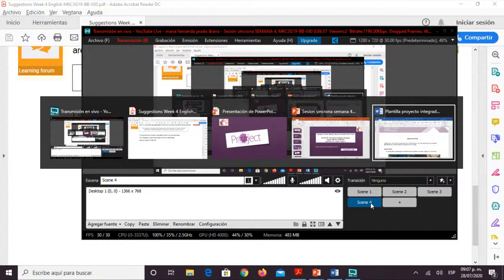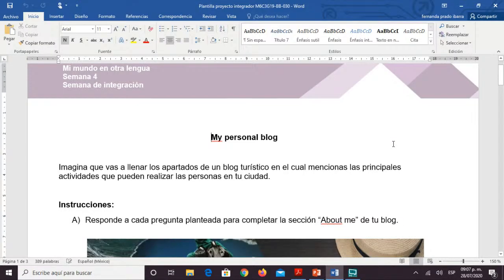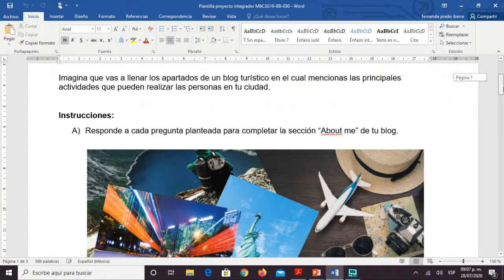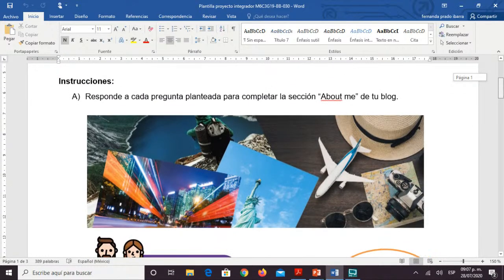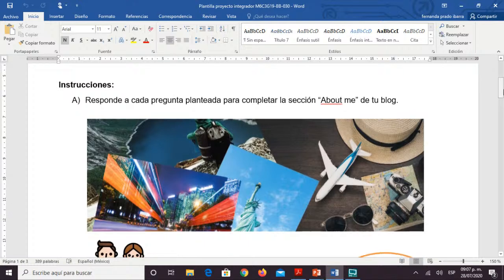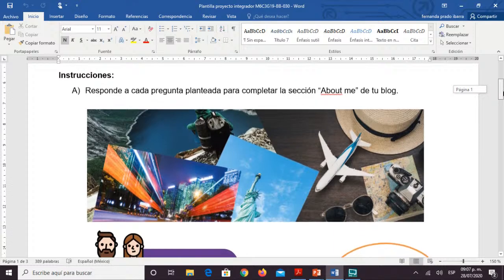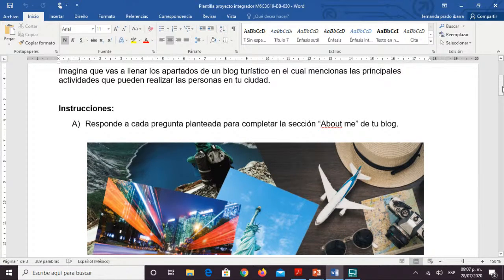So you have to download the file that is already in the instructions of the project, and it's right here. It's titled My Personal Blog, and as I said, we already have the information that we wrote in the interactive activities in the past weeks, so it will be very easy. So we're going to pretend, for our last project, that we're going to make a blog.